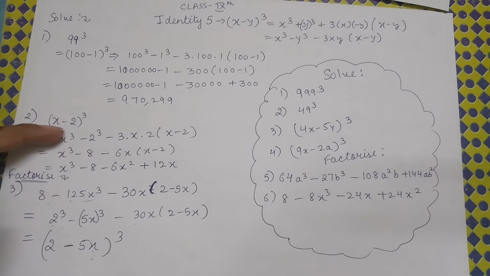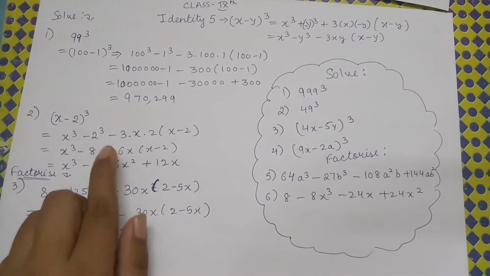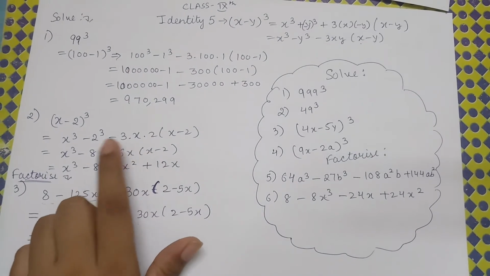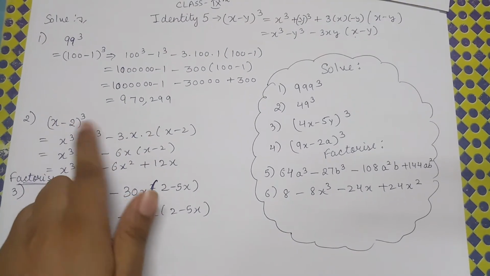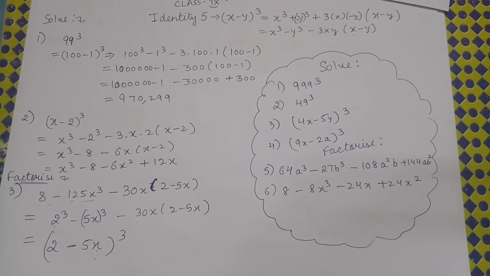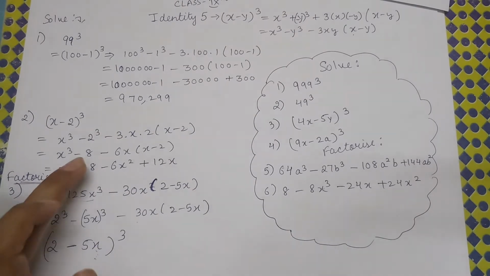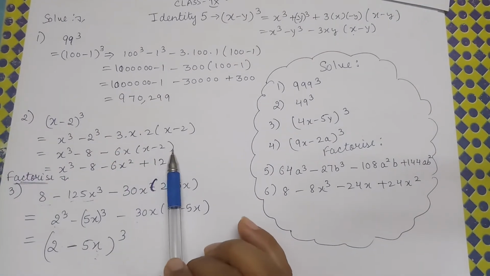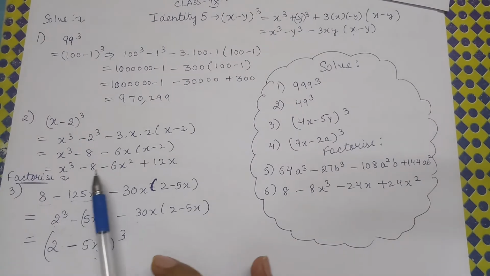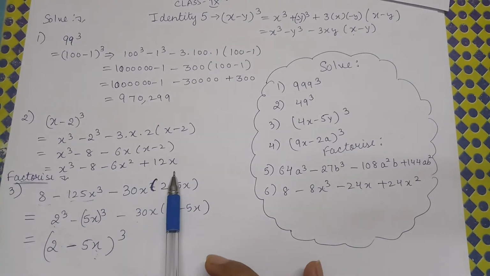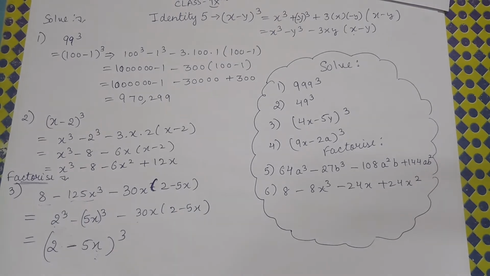Next term is (x − 2) whole cube. So first term cube minus second term cube minus 3 into x into 2 bracket x minus 2. Look at the identity and solve this question. So x cube minus 8, minus 6x bracket x minus 2. x cube minus 8, minus 6x square plus 12x. These are all unlike terms, we can't solve it further.